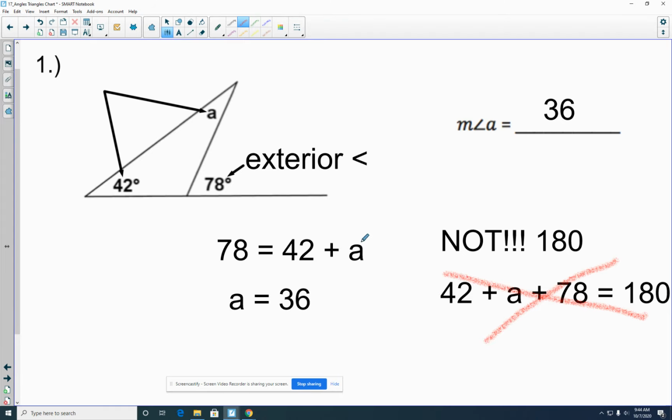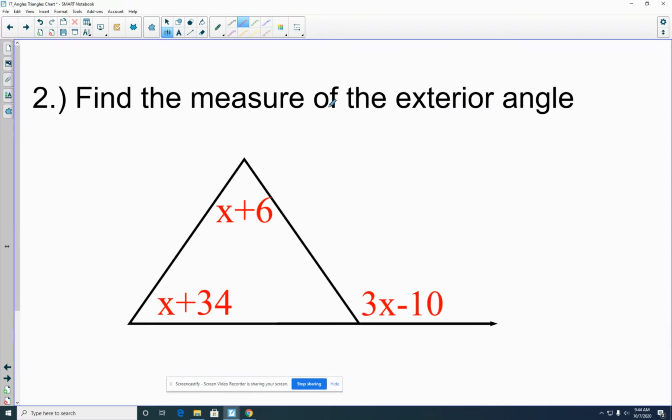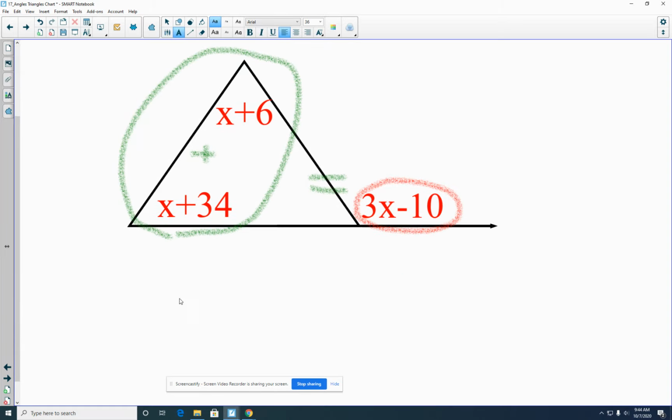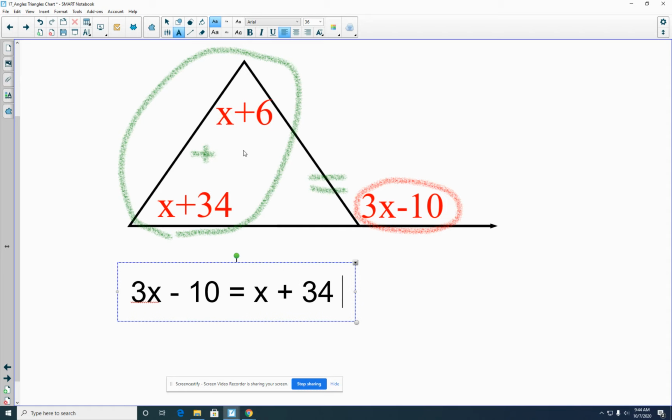Okay, so let's continue on and let's see number 2, what this looks like. Find the measure of the exterior angle. So we have to find this angle here. This is our exterior angle. So your exterior angle is equal to your two remote interior angles added up. So if I add these two up, it equals this angle here. So what does this look like? Well, it looks like this. Our exterior angle expression is equal to our two remote interior angles added.